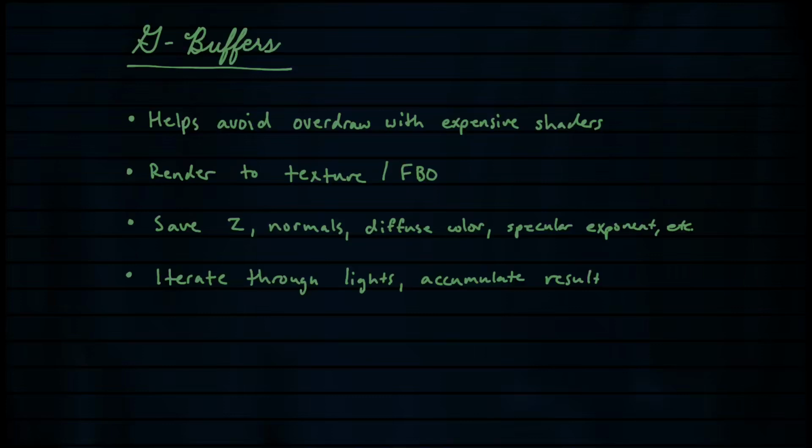Okay, and then we accumulate the results. So we basically say, okay, for all the lights visible for this fragment, let's go ahead and do the lighting calculation, and then we just keep adding on. So the more lights we have, the more we just do a for loop essentially that goes through each light, calculate the result, and add it all together.